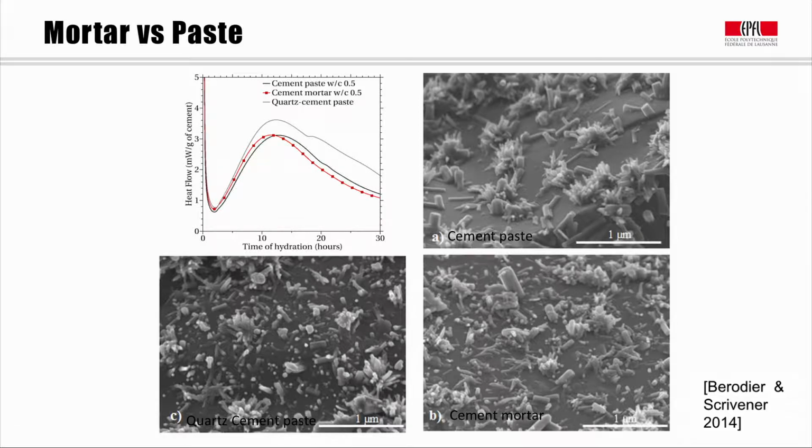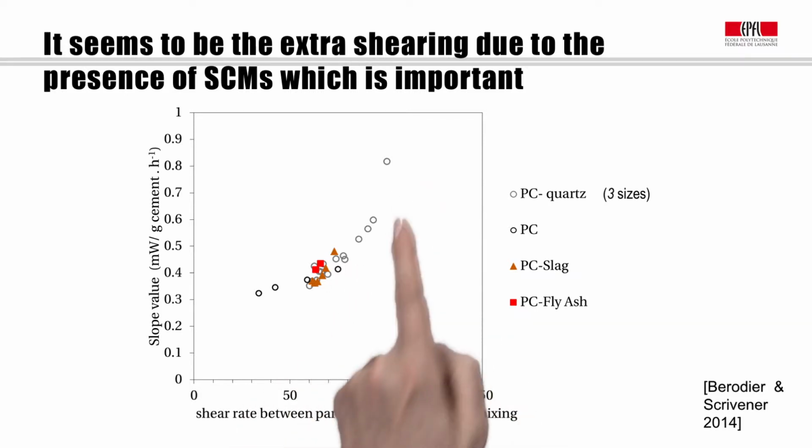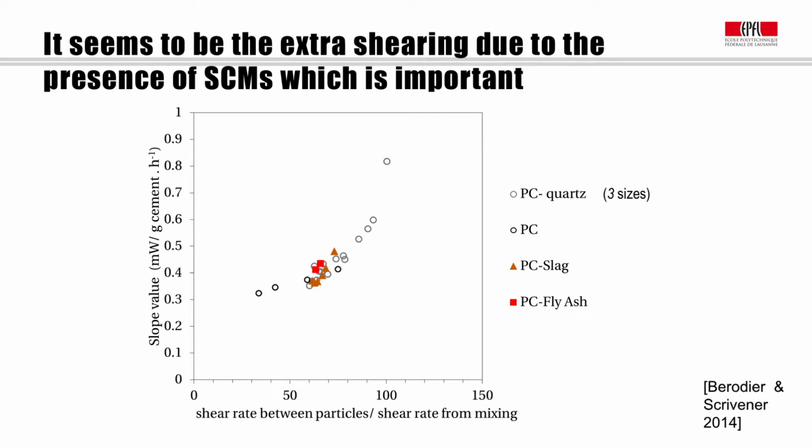What we can suppose is that in the mortar system, the presence of the sand grains during the mixing phase is knocking those little nuclei off the surface. It's redistributing these nuclei through the space, and by that shearing effect and redistributing the nuclei, we're getting more nuclei on the surface, and then we get the acceleration effect. Again, we can test this quantitatively. We can look at a variety of different systems, of different quartzes with slag and with fly ash, and plot all these results against the different shear rate between the particles. As the shearing rate goes up, the slope value goes up. So this is our idea of why we get this physical filler effect.